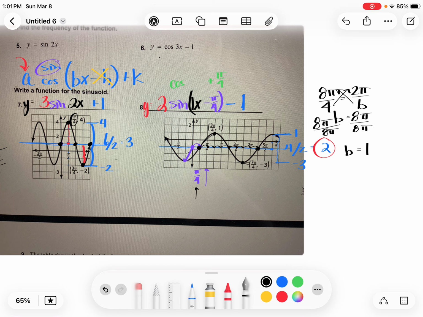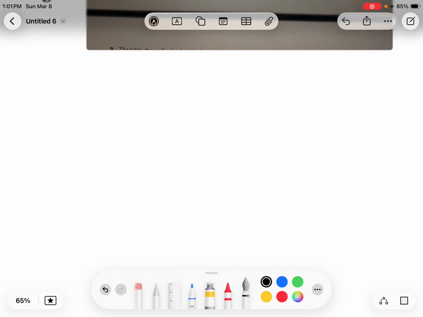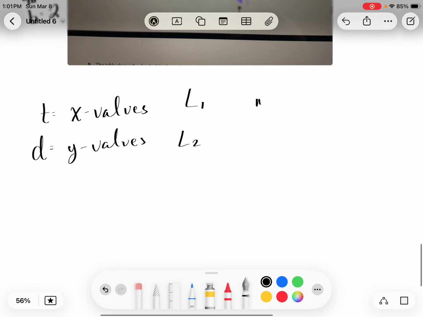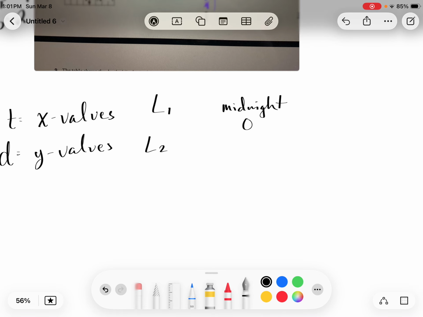For number 9, where it says the table in depth shows, just to walk you through it, the t is your x values. Those you put into list 1. The d is your y values. Now, one of the things, and I think some people asked me this earlier, is that it says t equals 0 representing midnight. So the times where it says midnight, that's really 0. And then 2, 4, 6, 8, 10, and the noon would be 12. Make sure you put those numbers in the right way.